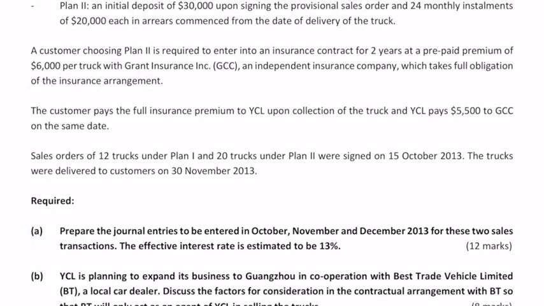Part A, we are required to prepare the journal entry to be entered in the months of October, November, December for 2013 for the two sales transactions, assuming the effective interest rate is 13% per annum, unless the question indicates otherwise.